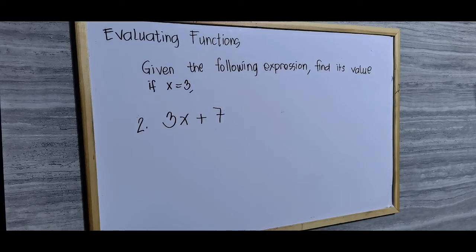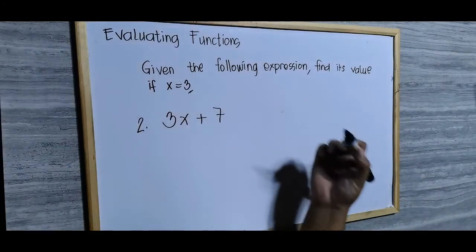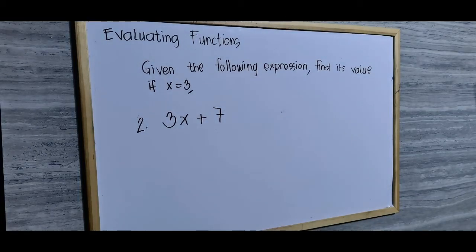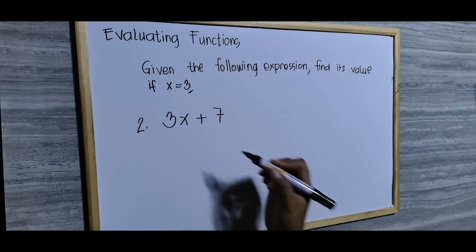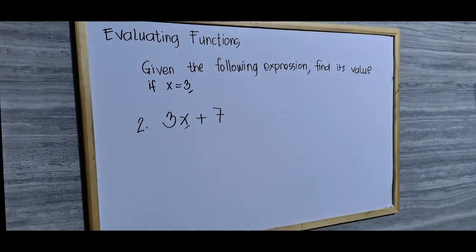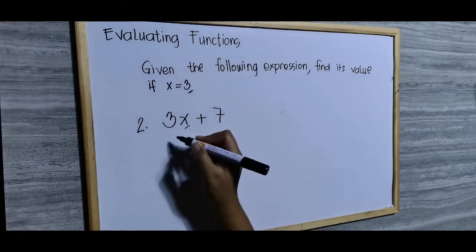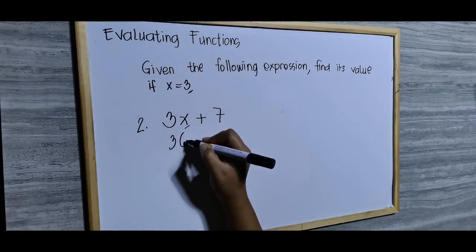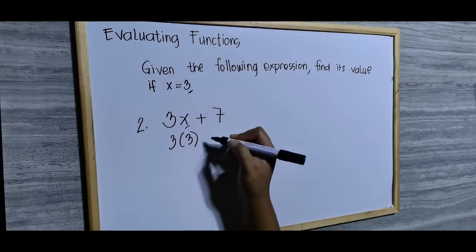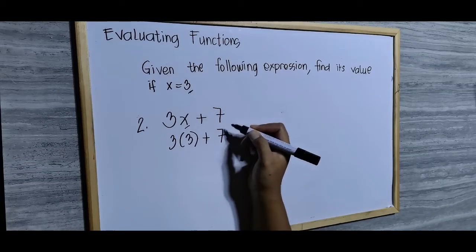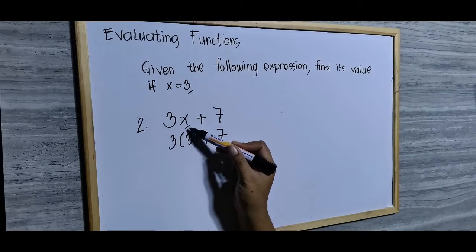Again mga anak, our first step is to replace each letter in the expression with the assigned value. Our assigned value is positive 3. We have to substitute positive 3 for x in the given expression. So we will have 3 multiplied by 3 plus 7. As you have noticed, napalitan na ng positive 3 si x.